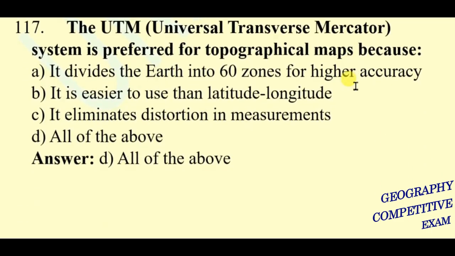Question 117. The UTM, Universal Transverse Mercator system, is preferred for topographical maps because it divides the earth into 60 zones for higher accuracy, it is easier to use than latitude longitude, it eliminates distortion in measurements, and the last option is all of the above. Here the right answer will be all of the above.